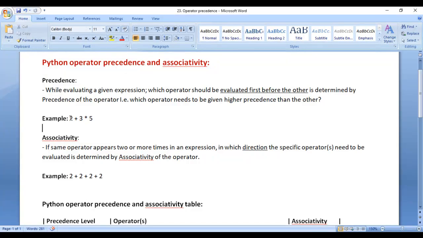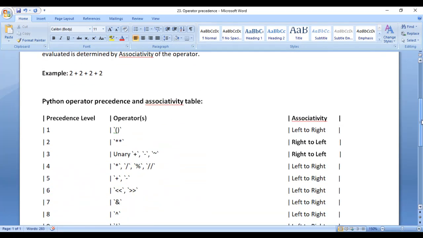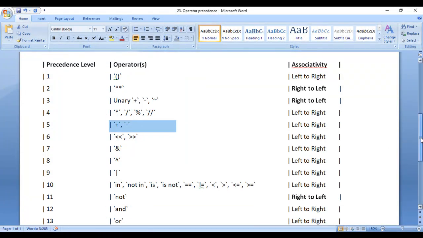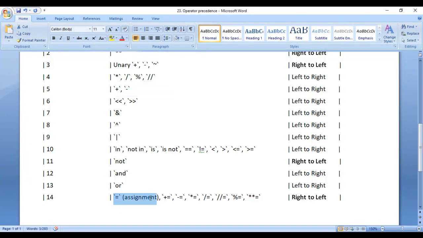When I ask students what the result of 2 plus 3 multiplied by 5 is, most of them answer: 2 plus 3 is 5, 5 into 5 is 25. But that is wrong. Why? Here I have the Python operator precedence and associativity table. While evaluating any given expression, first we evaluate parentheses, then exponentiation, then unary plus, minus, and tilde, then multiplicative operators, then additive operators, and so on. At last we evaluate the assignment operators.